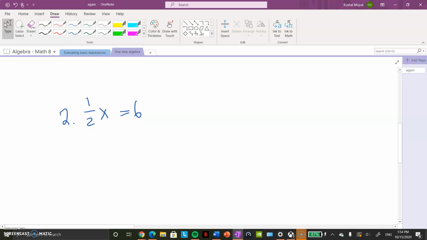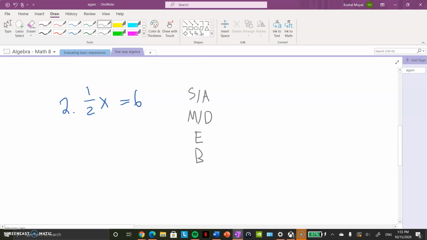I'll go over this again here. Okay? So we're looking at SADMEB. Okay? So 1 over 2x equals 6. So how would we get rid of this? First, let's look. Okay, is there any subtractions or additions? No, there's not. I don't know why I put a check mark there. Yeah, there's no subtraction or addition.